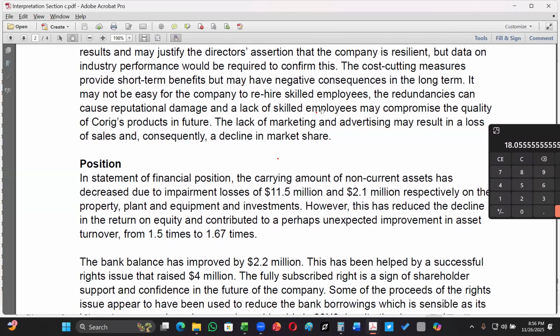That's a really good point. So that is the point that is going to lift your answer here: how you use the redundancy and laying off the workers point. So this was about the performance.